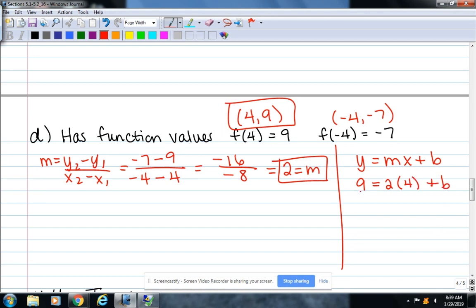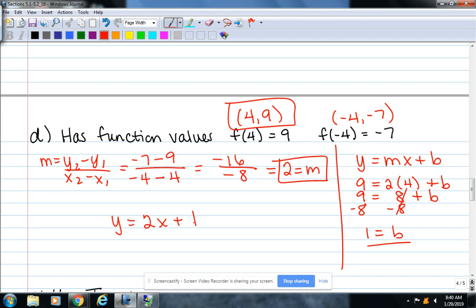And then what is 2 times 4? 8. And then how do I solve for b? Subtract 8. What's 9 minus 8? 1 equals b. So I got m and I got b. So what's my equation? y equals 2x plus 1.